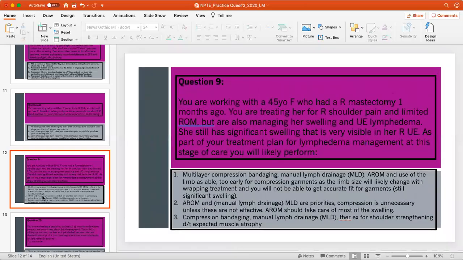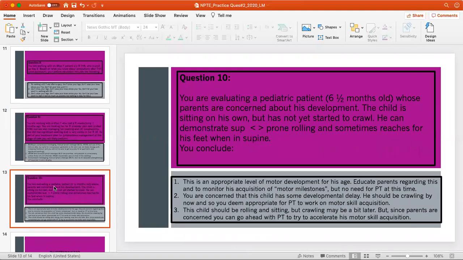Just a terminology question. And then our final question or content is pediatrics. So you're evaluating a pediatric patient who is 6.5 months old, whose parents are concerned about his development. The child is sitting on his own, but has not yet started to crawl. He can demonstrate supine to prone rolling, prone to supine rolling, sometimes reaches for his feet when in supine. You conclude based on this that this is an appropriate level of motor development for his age, so 6.5. You can educate the parents regarding this and tell them they can monitor how he acquires different motor milestones, but there's really no need for PT at this time.